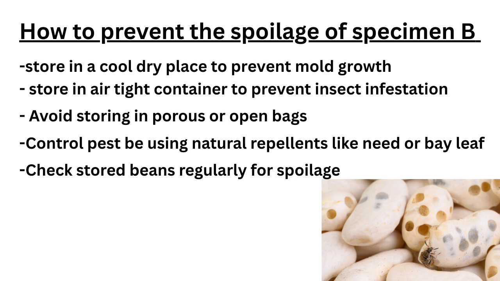Fourthly, control pests by using natural repellents like neem leaf or bay leaf. That's the natural repellent you can use to control this pest. Check stored beans regularly for spoilage, so you can easily pick out the spoiled ones, so you reduce the rate of infestation.